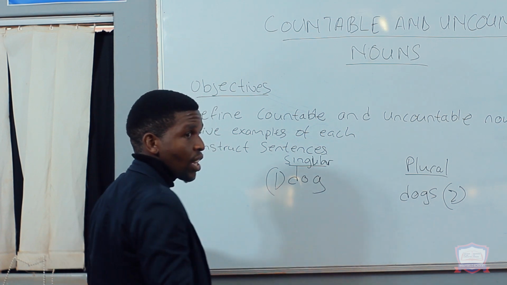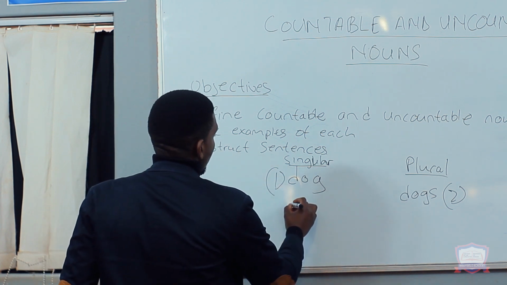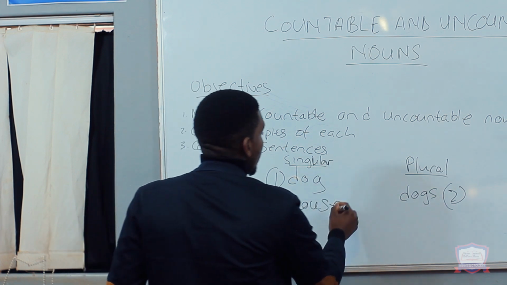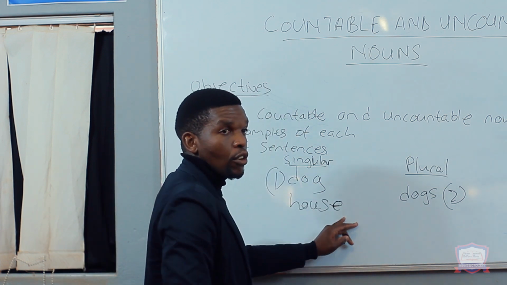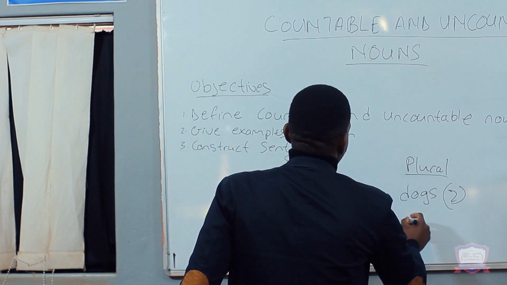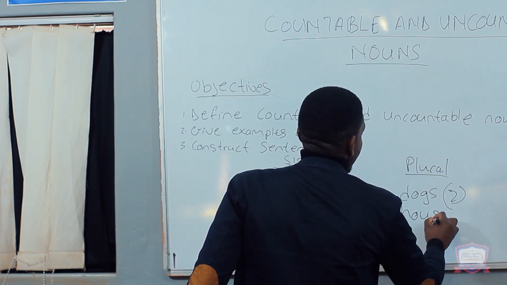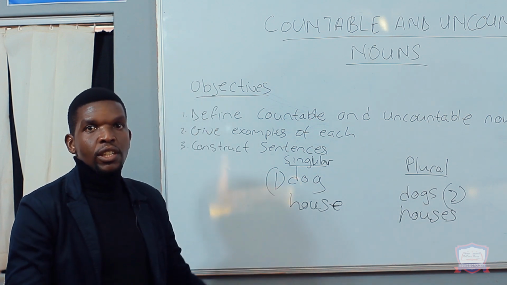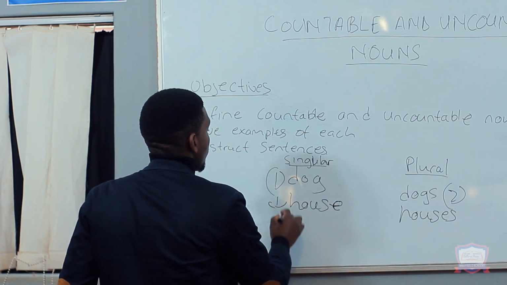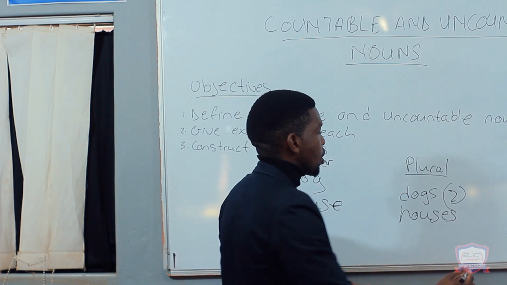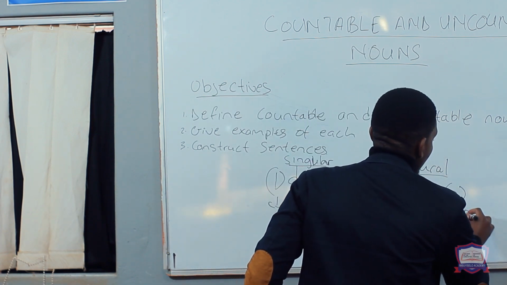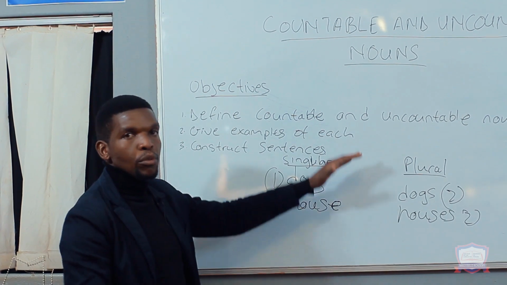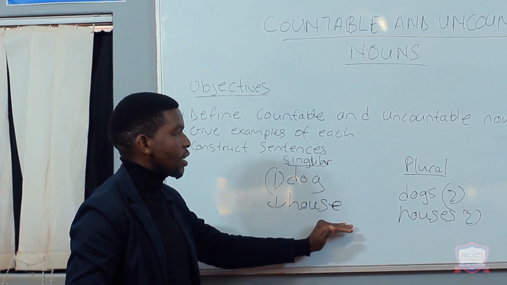Then maybe we can also give another example, which is a house in singular form. In plural form, it can be houses. A house is obviously one house, and with houses, it can be two or three or more. But the gist of it is that we are able to count these nouns using numbers.